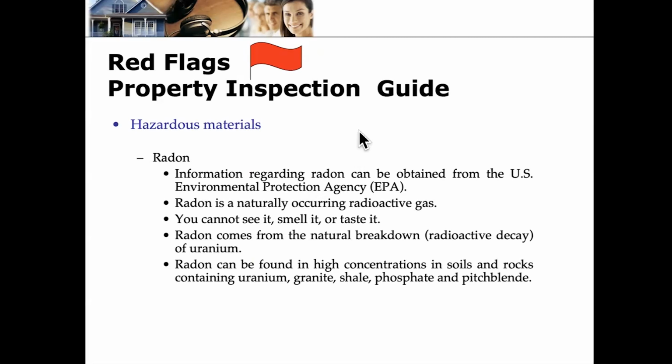So you got to go back. But radon, you can't see it, you can't smell it, you can't taste it, but it's a radioactive gas. So it comes from natural breakdowns of uranium. It's found in high concentration in soils, rocks containing uranium, granite, shale, phosphates, and pitchblende. So, you guys are probably much more familiar than I am on radon, but that is considered to be a hazardous material. So get qualified where you can test those and do your inspection to the best of your ability for your client.